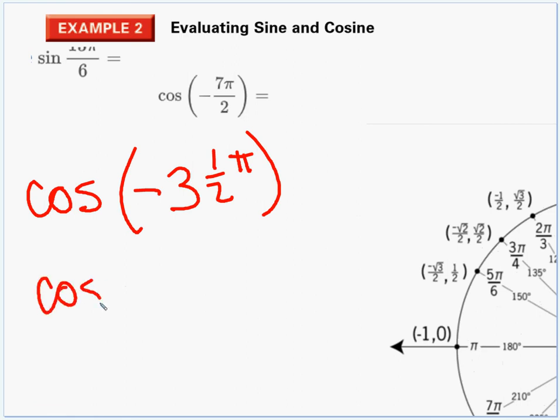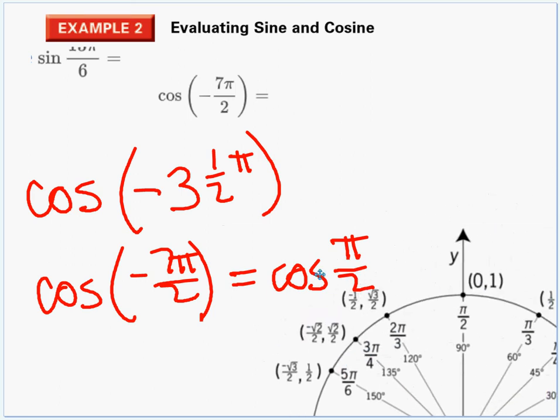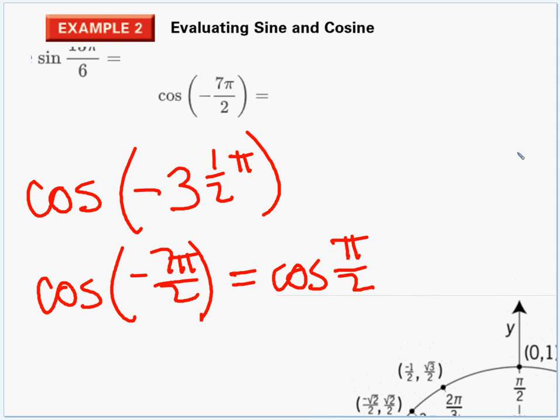So the cos of negative 7 pi over 2 is exactly the same as the cos of positive pi over 2. And remember, at that point, our cosine value is the x-coordinate. Up there, the x-coordinate is 0. So these are both equal to 0.